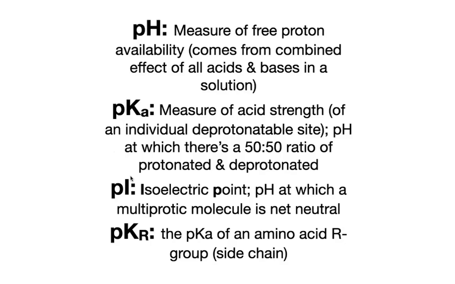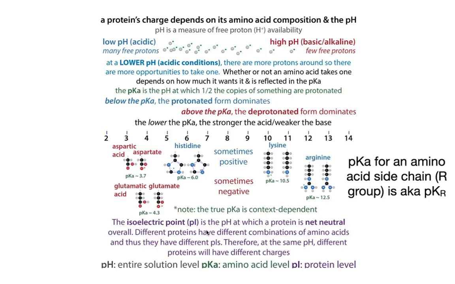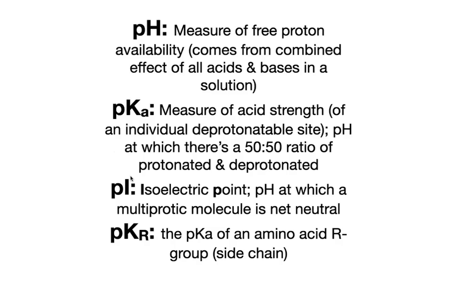pKr, that's just a term we give for the pKa of an amino acid's R group or side chain. Some amino acids have them, some don't, but that's what that's for. You also see that there's this point called the pI. The pI is the isoelectric point. It's the point at which a molecule is electrically neutral, so it's uncharged.